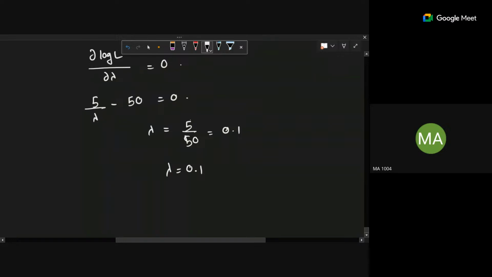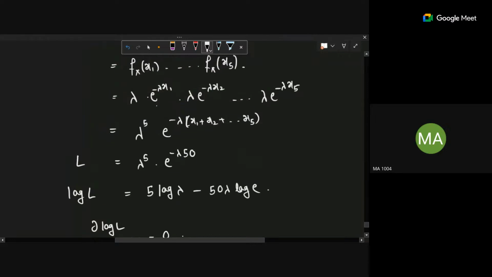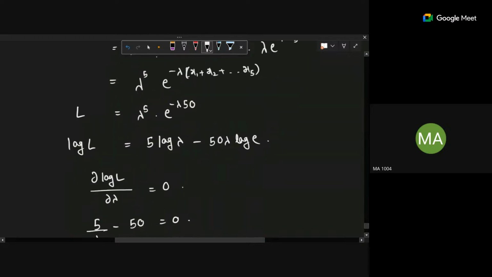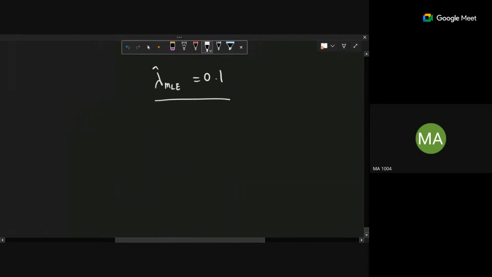This is the MLE estimator for lambda. I hope you are able to solve these MLE estimator questions, right? Just make the product of the PDF of the given sample, then take the log and differentiate it with respect to your parameter and equate it to 0. That is the method for MLE. Do some practice regarding that.